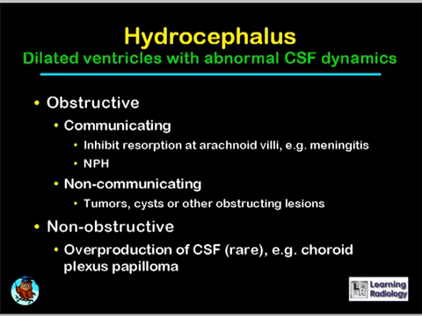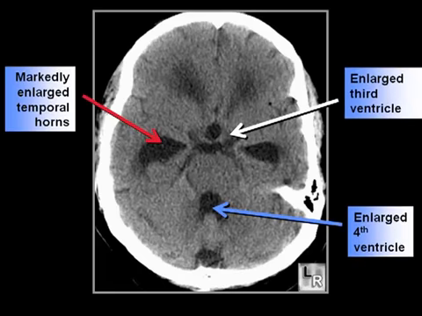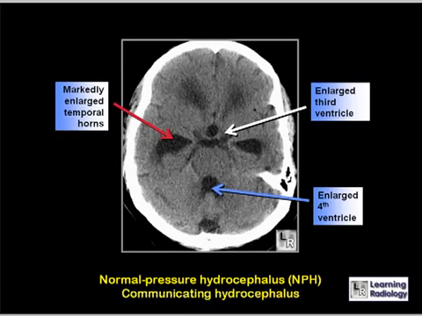The patient that we saw has markedly enlarged temporal horns, pointed to by the red arrow. The third ventricle is enlarged, and the fourth ventricle is enlarged, but the sulci are not enlarged. Given the patient's symptoms, this is characteristic of normal pressure hydrocephalus, a form of communicating hydrocephalus.